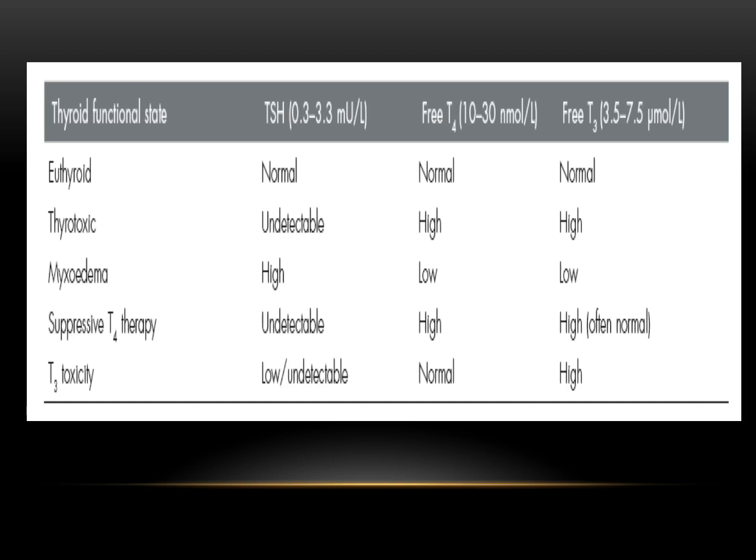Suppressive T4 therapy, that means patient on thyroxine treatment. The TSH will be undetectable, free T4 will be high, and free T3 will be high or often normal. In T3 toxicity, which is a type of thyrotoxicosis, the TSH will be low or undetectable, the free T4 will be normal, and the free T3 will be high.